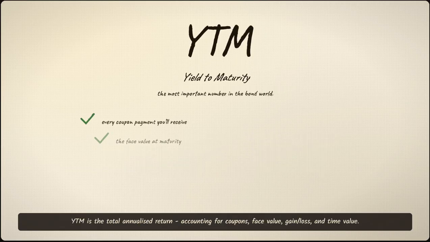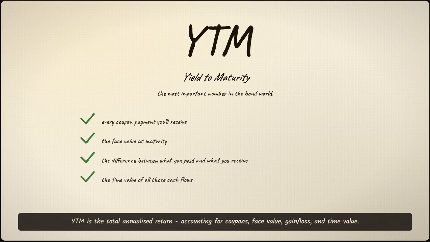Yield to maturity is the most important number in the bond world. It is the total annualized return you earn if you buy the bond today and hold it all the way to maturity, accounting for every coupon payment you'll receive, the face value you'll receive at maturity, the difference between what you paid and that face value, and the time value of all these cash flows.